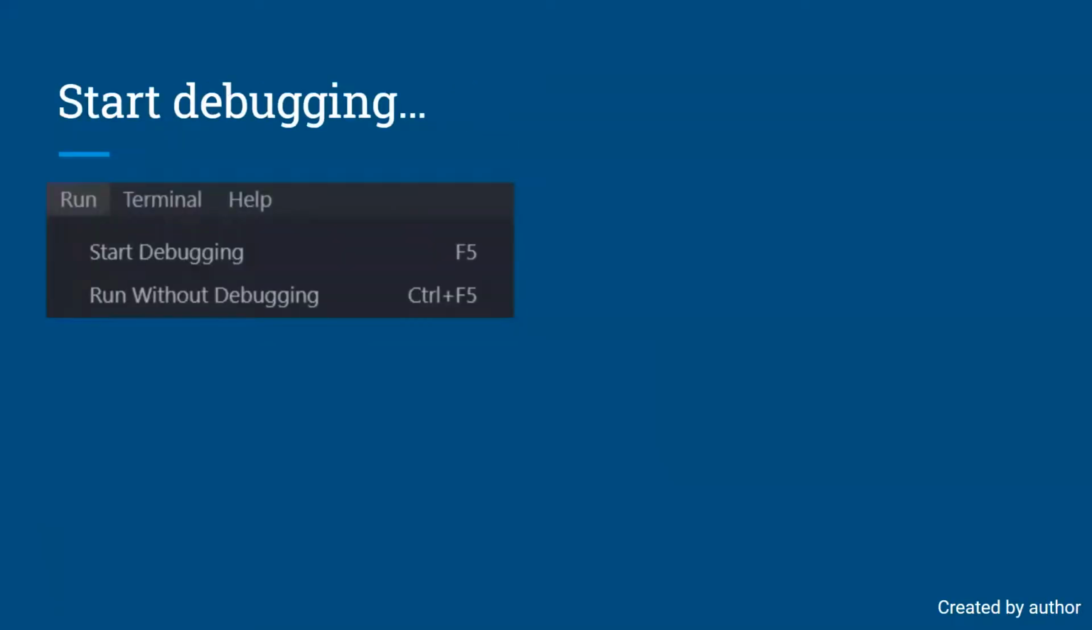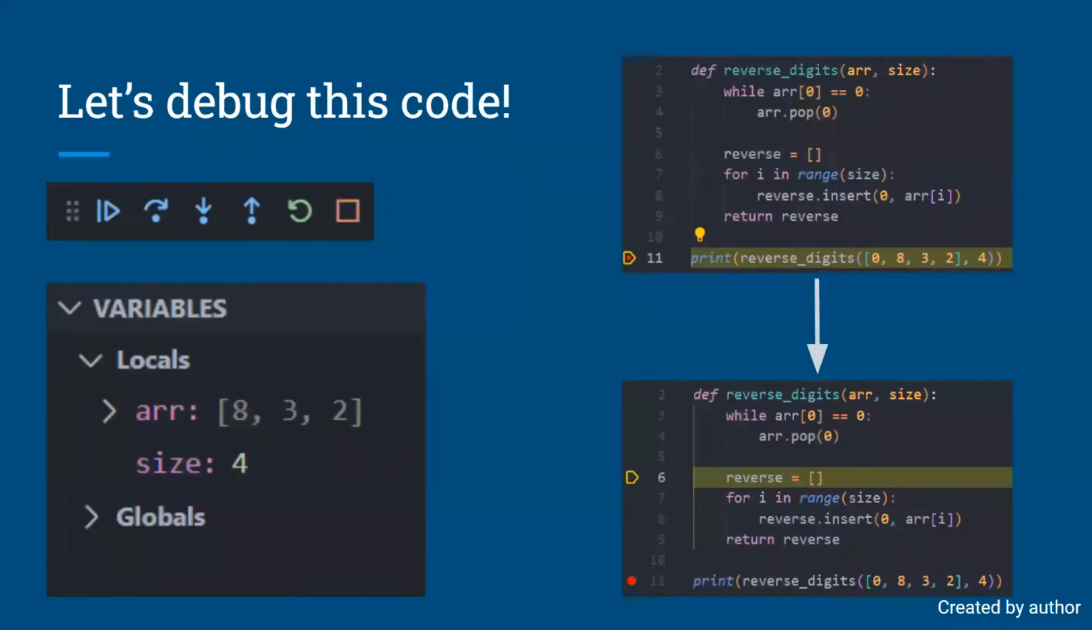Now, from the Run menu, I'm selecting the Start Debugging option, which will allow us to actually stop at our breakpoint instead of running the code normally. We now have access to this menu of buttons that helps us navigate our code. The third button allows us to step into our method to investigate it. After using the second button a few times to step over the while loop, our screen looks like this.